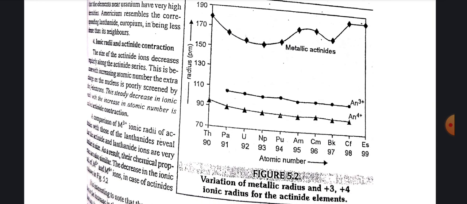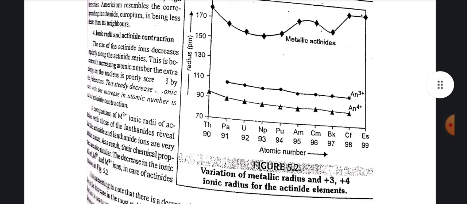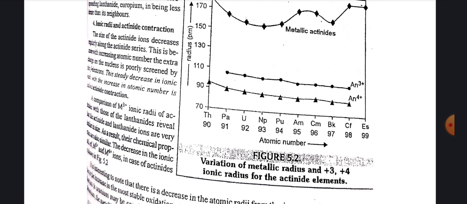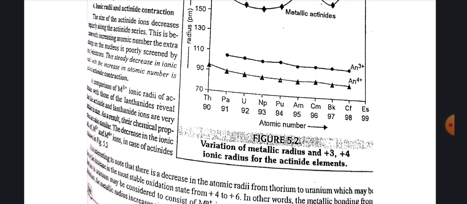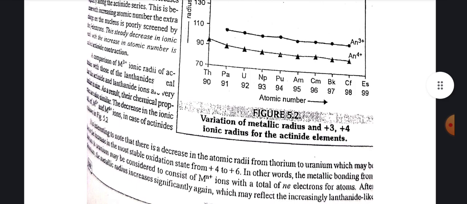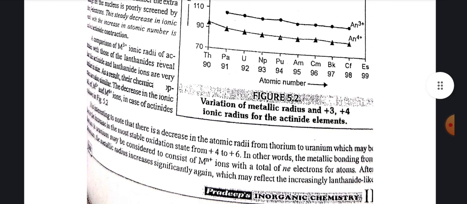Ionic radii and actinide contraction. The size of actinide ion decreases along the actinide series. This is because with increasing atomic number, the extra charge on the nucleus is poorly screened by the f electrons. The steady decrease in ionic radii with increase in atomic number is called actinide contraction.